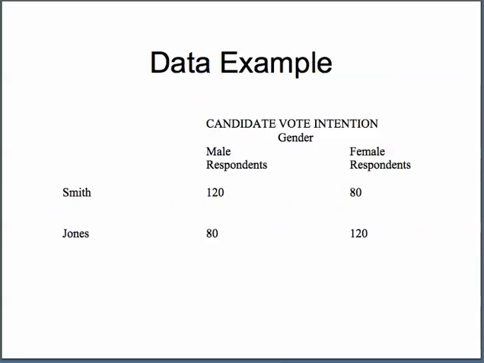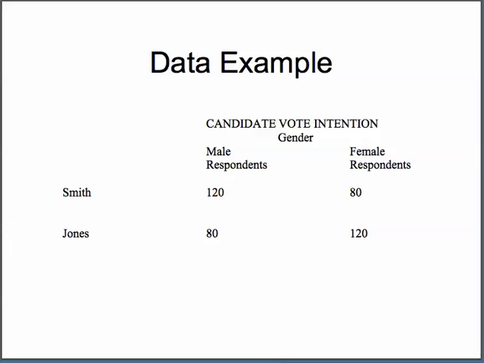In four-cell chi-square, subjects are classified in two ways. In our first example, the support for our two candidates, Smith and Jones, is broken down by gender. 120 male respondents support Smith, and 80 male respondents support Jones. Conversely, 80 female respondents support Smith, and 120 female respondents support Jones. Is there a statistically significant difference between the genders in the way that they evaluated Smith and Jones?